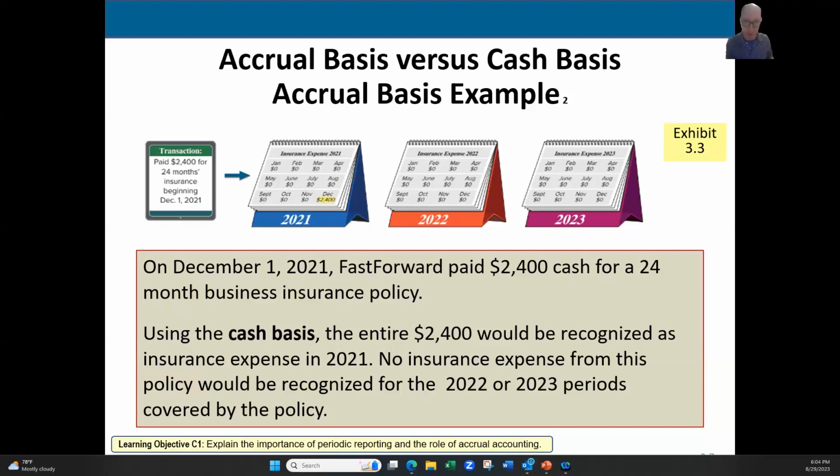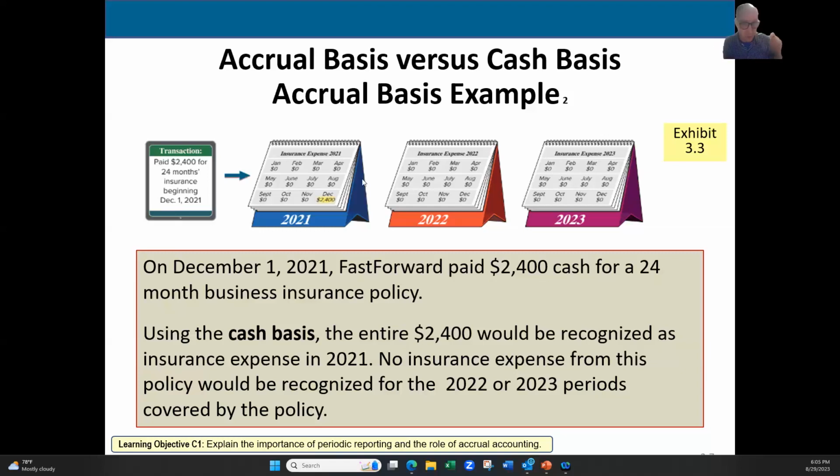It doesn't matter if it's a 2-year policy. I paid it in December 2021. So December 2021 is going to look very heavy in expense for insurance. But the rest of the 2 years, the next 2 years, will have zero for insurance expense. You see? So that's the difference between accrual-based accounting and cash-based accounting.